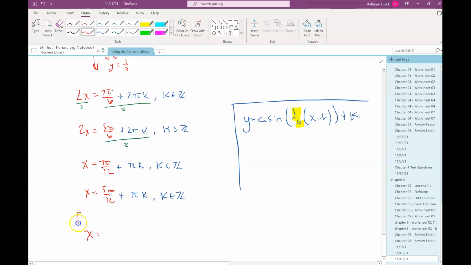So again, if we're solving from 0 to 2 pi, I know that if I have pi over 12, if I subtract pi from that, I'm getting a negative value. That can't possibly be my solution. So pi over 12 is the smallest answer I can have. If I add pi to that, I get 13 pi over 12. That's still less than 2 pi. If I add pi to that again, I get 25 pi over 12, and that's bigger than 2 pi. So discard that.